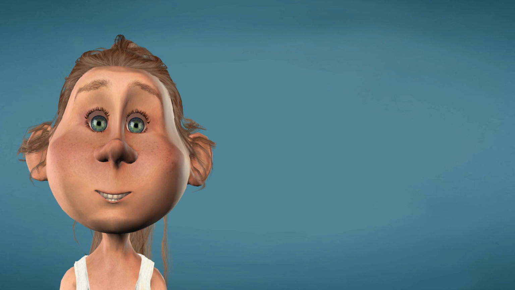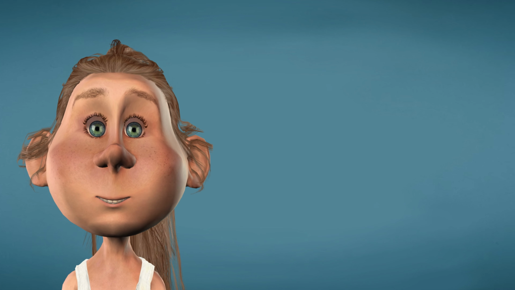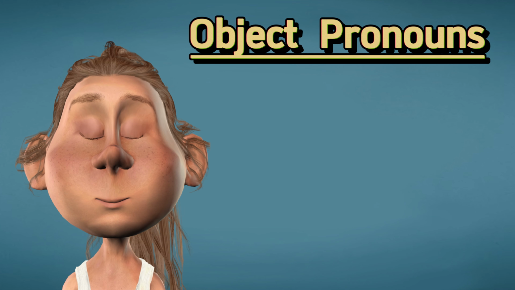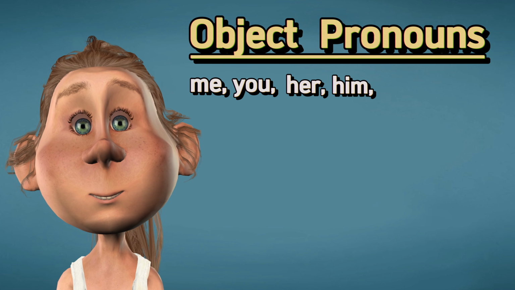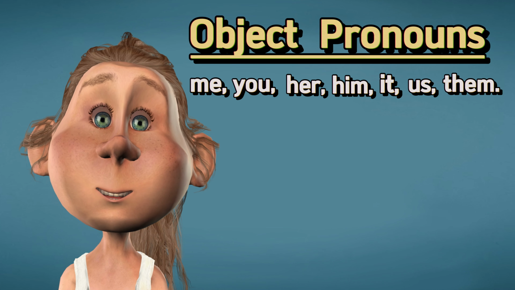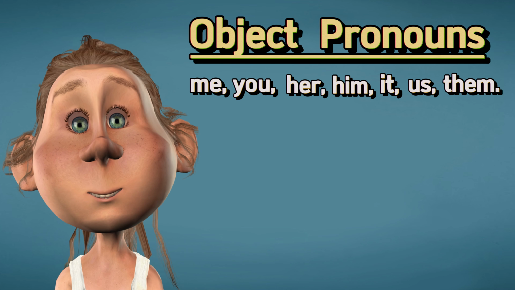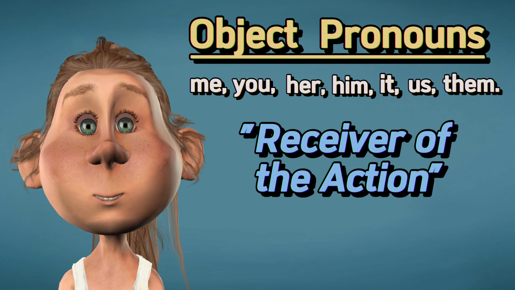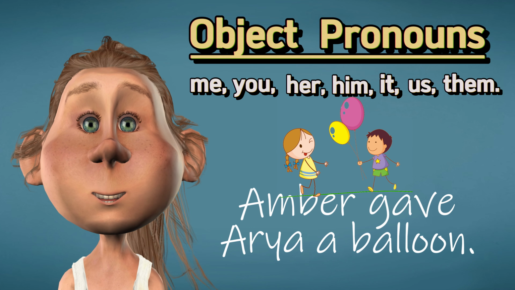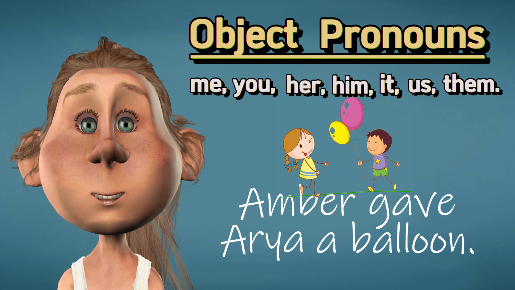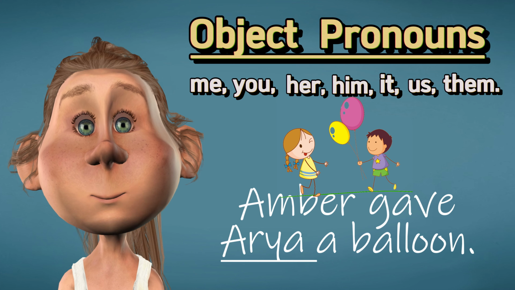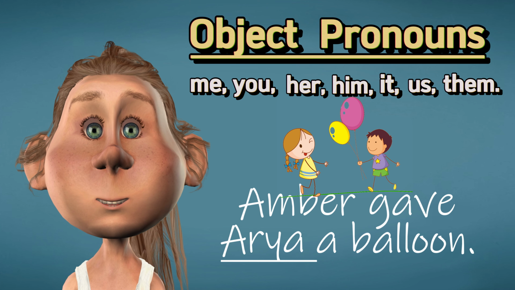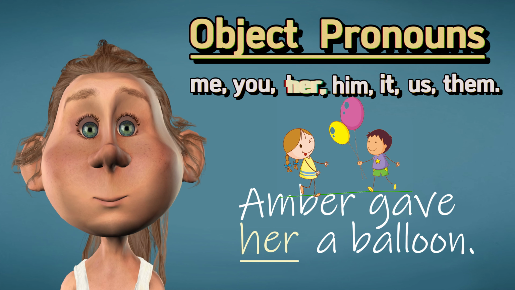Now, let's focus on another type of personal pronouns, the object pronouns. Me, you, her, him, it, us, and them. An object pronoun is the receiver of the action. Amber gave Arya a balloon. Who is the receiver of the action? Arya. So, let's go ahead and replace Arya with one of the object pronouns. Arya is a girl, so it's her.